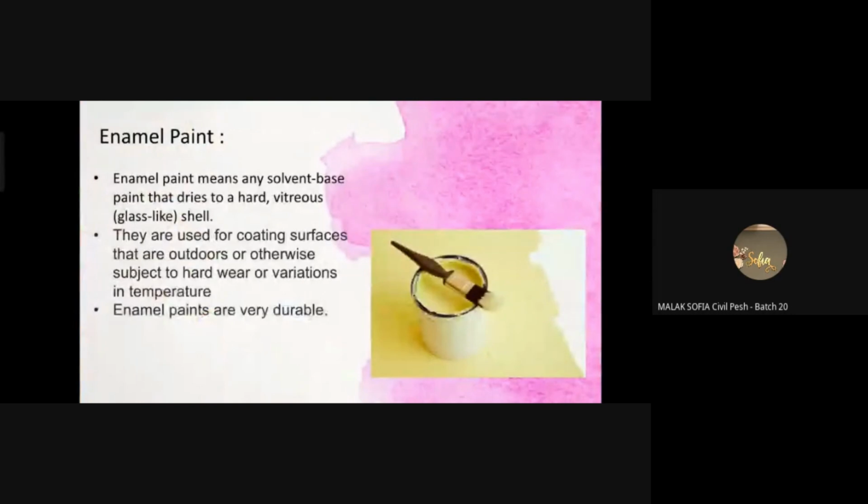Next, we have the enamel paint, which is an oil-based paint. It is a solvent-based paint, and it dries to a very hard and vitreous shell. Vitreous meaning a glass-like shell. It gives a very smooth and highly glossy finish to the surface. It is very durable, and due to this reason it is mostly used for exterior purposes. It is mostly applied on the surface to protect it from hard wear and temperature variations.